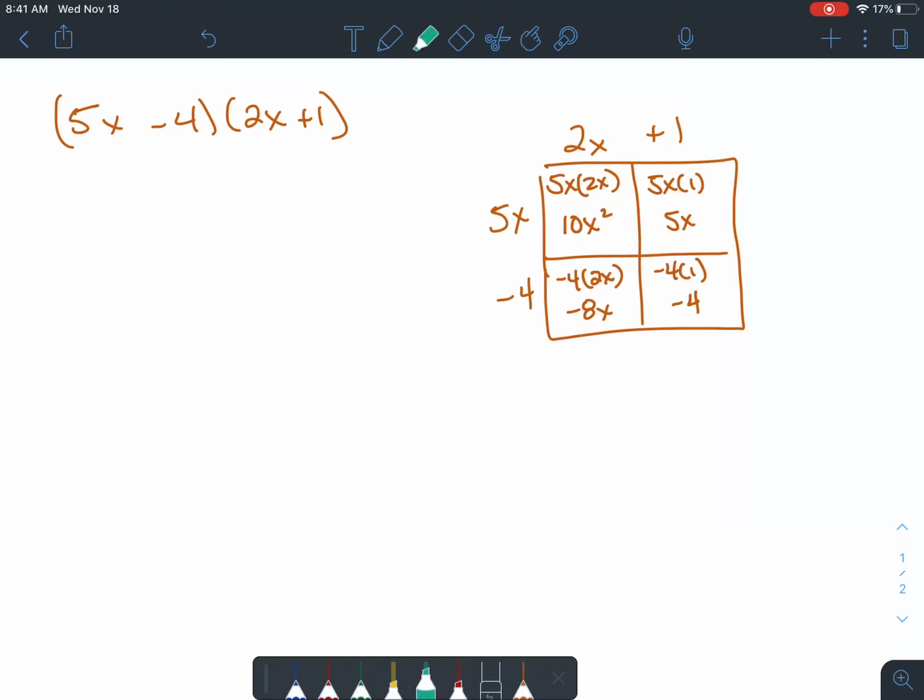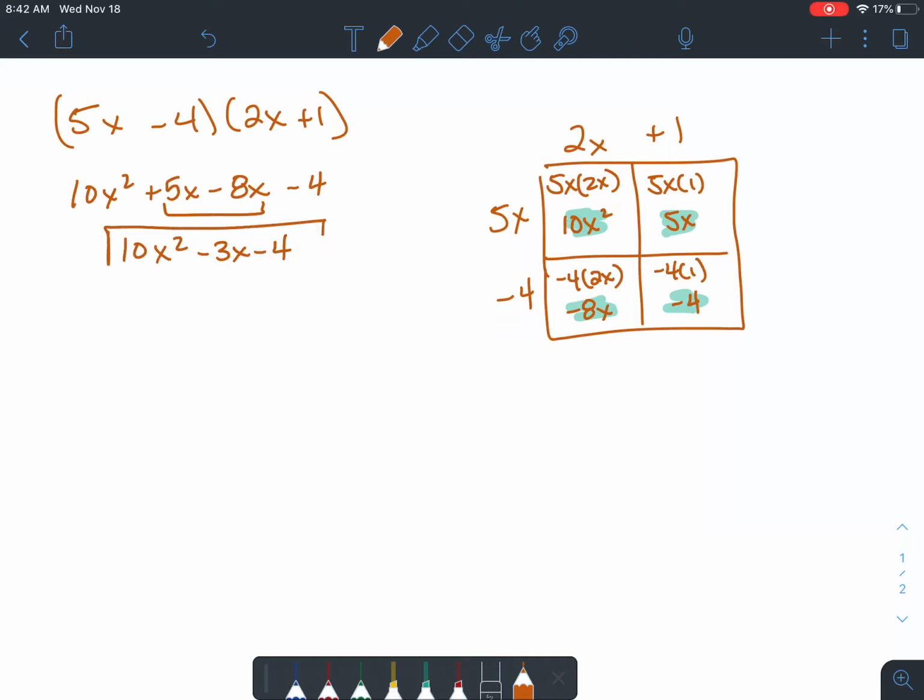And then what we do is we take what we found and we combine them together. So we are left with 10x squared plus 5x minus 8x minus 4. We can combine those two middle terms, so we're left with 10x squared minus 3x minus 4. And that is our simplified solution for multiplying these two binomials.